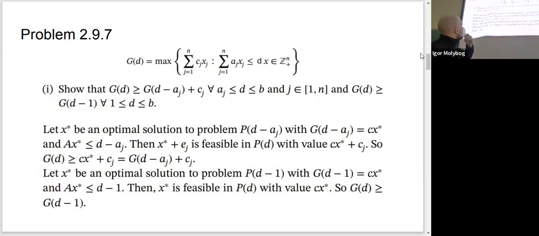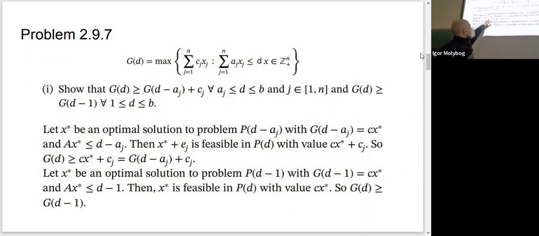The first subproblem is asking us to show two inequalities. The first inequality is that g of d is greater than or equal to g of d minus a_j plus c_j. Let's take a look at how that can be done. Let x star be the optimal solution to the problem P of d minus a_j. So instead of d, we substitute d minus a_j. And the optimal objective value for this problem is c x star.